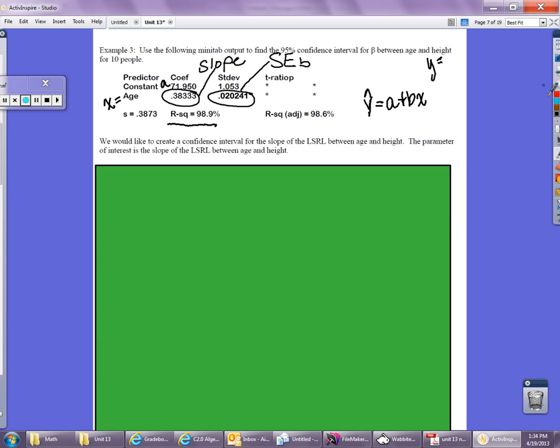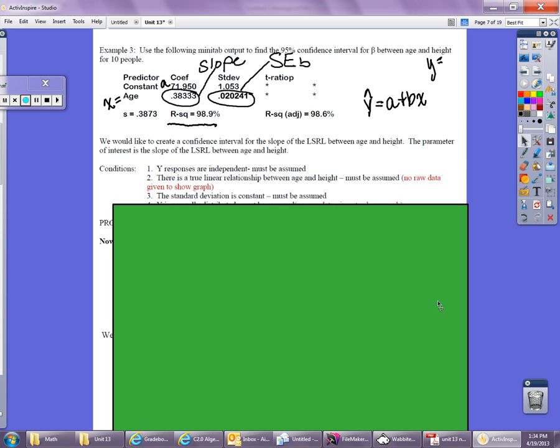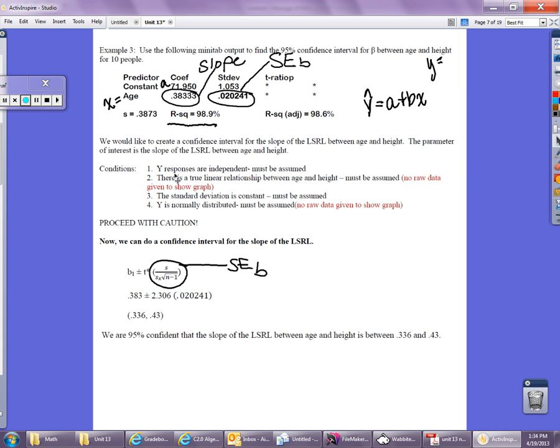But other than that, remember that when you do your conditions, you do have to assume all conditions because there is no raw data, so it is very important that you proceed with caution. And since this whole thing is your standard error of b, you would just substitute that number straight into that formula here.